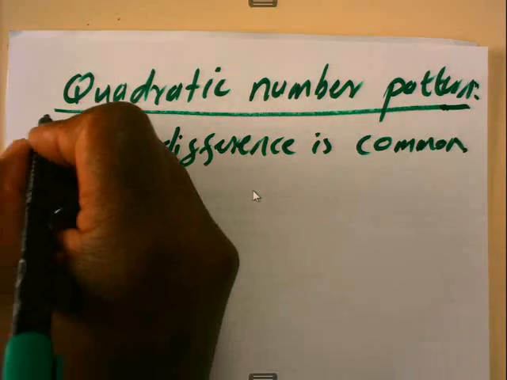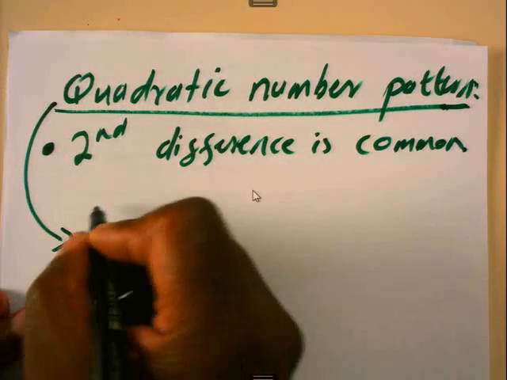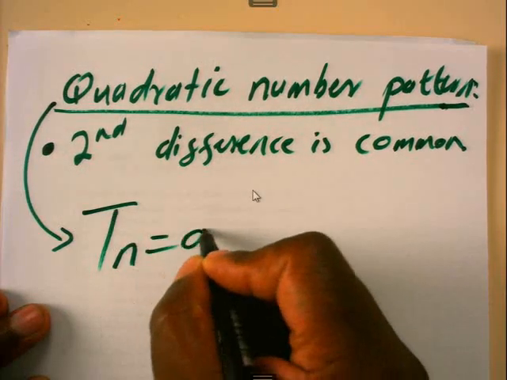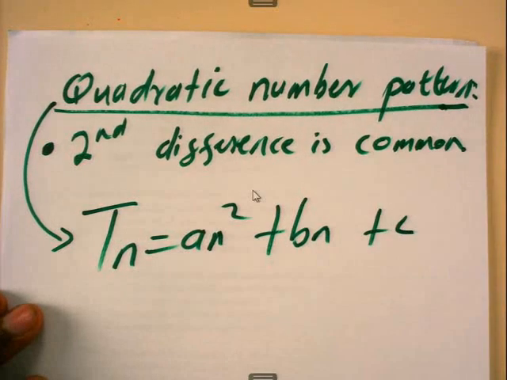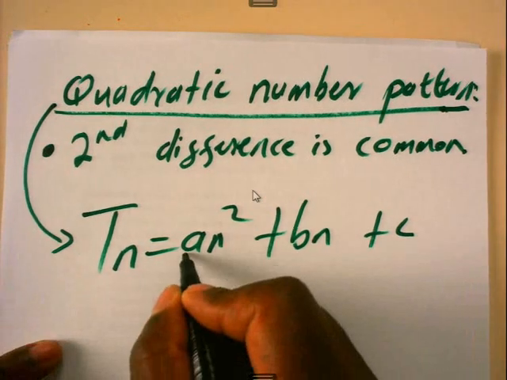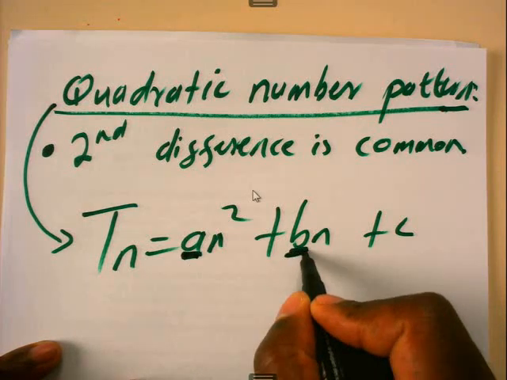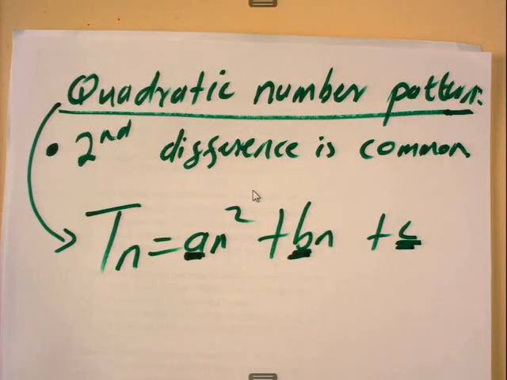And let me give you the general form of a quadratic number pattern. The quadratic number pattern is given by Tn equals an squared plus bn plus c. So, if the question requires you to determine the nth term of the quadratic number pattern, you must first determine the value of a, then the value of b, and then the value of c. A quadratic number pattern is a pattern in which the second difference is common.